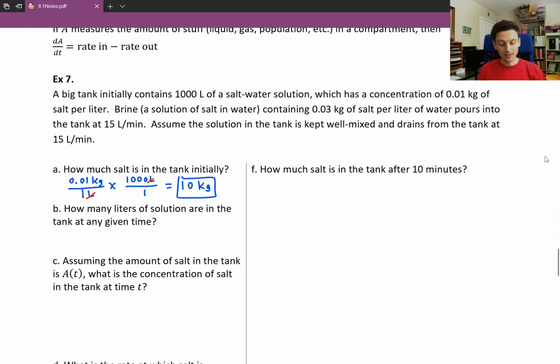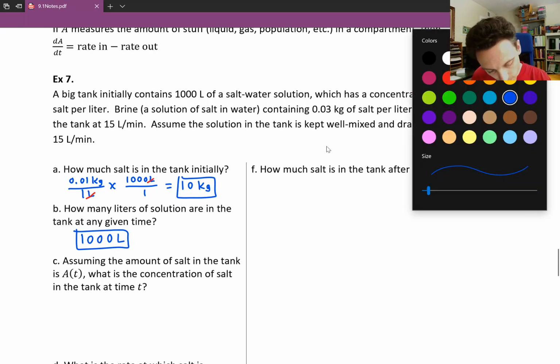Then in part B it asks how many liters of solution are in the tank at any given time. Well, it's going to be 1,000 liters, right? That's not changing over time because the incoming flow rate and the outgoing flow rate are the same. Same flow rate in and out.